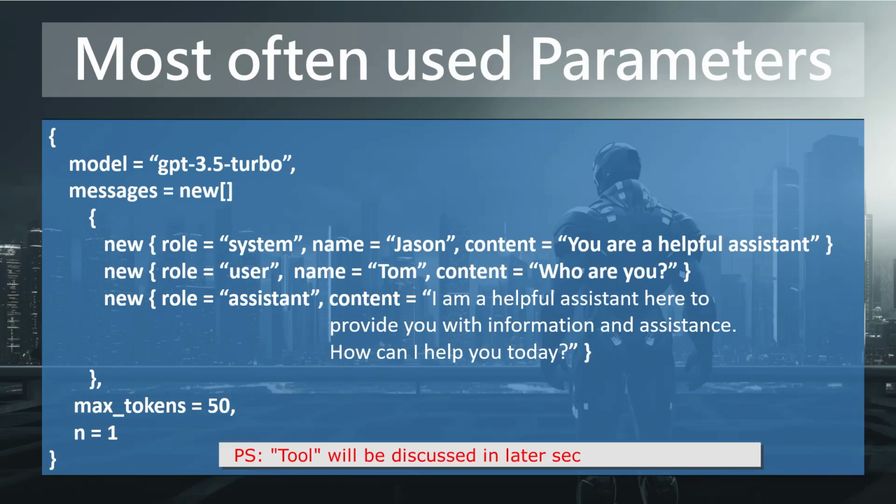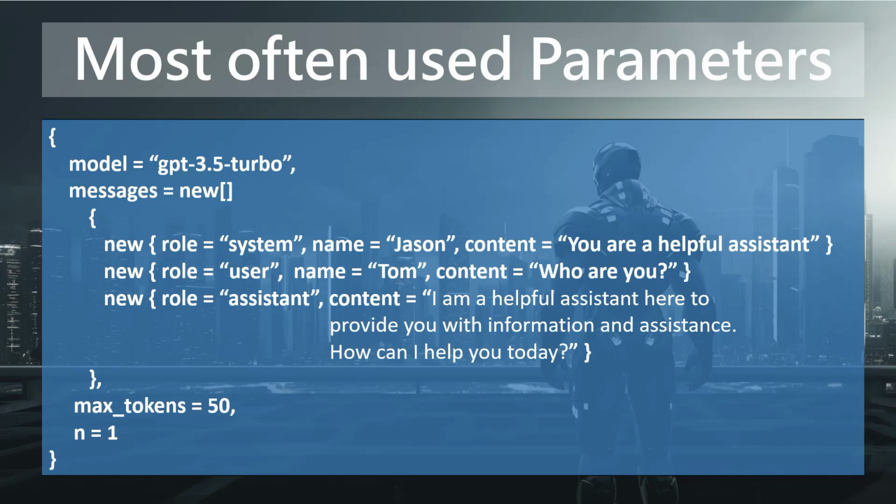This example doesn't include the role of tool. The tool message is used in conjunction with the tools parameter, which can be used to work with third-party functions. Due to its complexity, I'll explain this topic later in this course. Okay, next, max tokens.